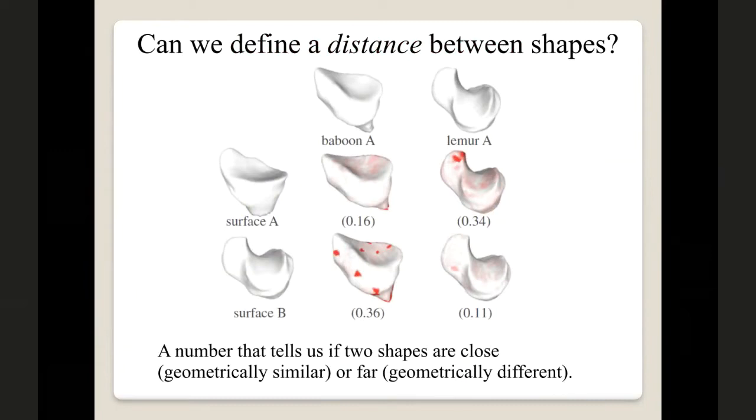So for surface A at the top left, you can see we've actually computed distances, which are the numbers in this 2 by 2 matrix of distances. We see that the distance between surface A and the known bone from a baboon is 0.16, while the distance from surface A to a lemur bone is 0.34. That indicates to us that surface A is closer to a baboon than a lemur, more likely to be a baboon than a lemur. And surface B is closer to a lemur, more likely to come from a lemur than from a baboon. So a distance will tell us a measure of how geometrically similar two shapes are.